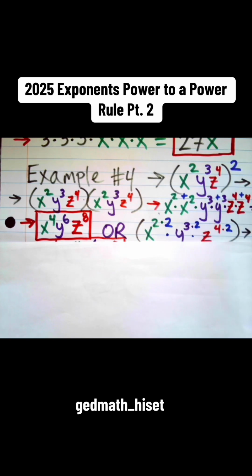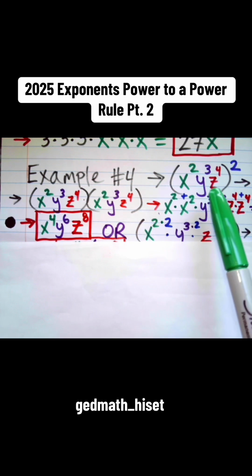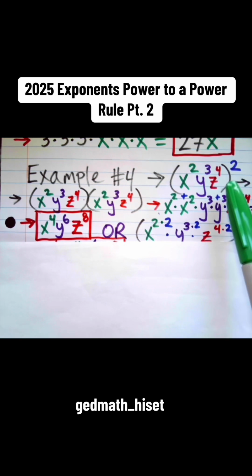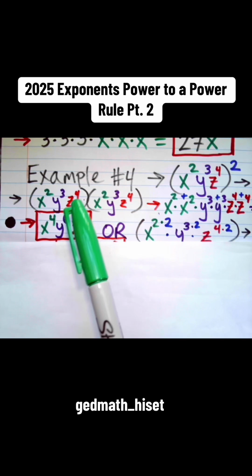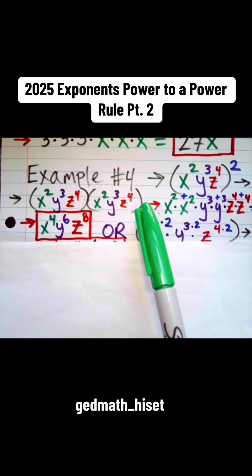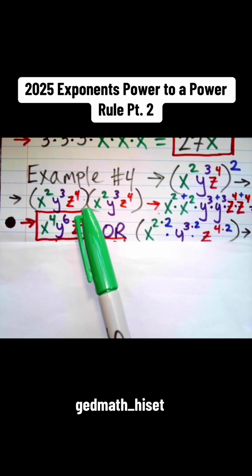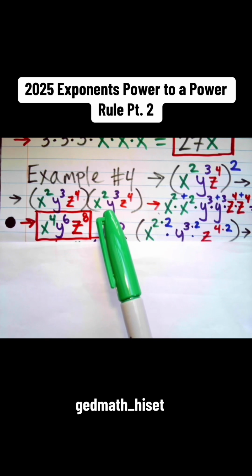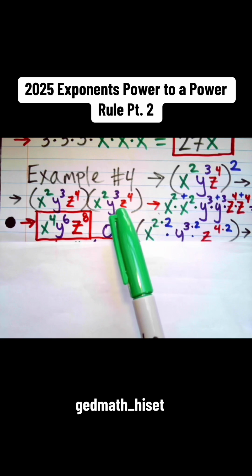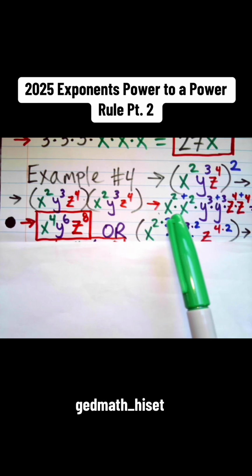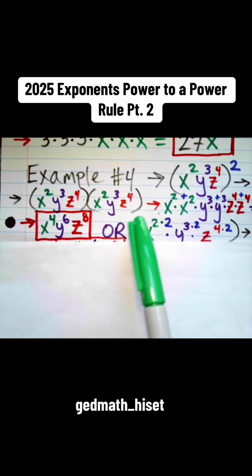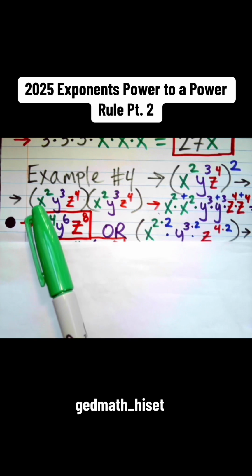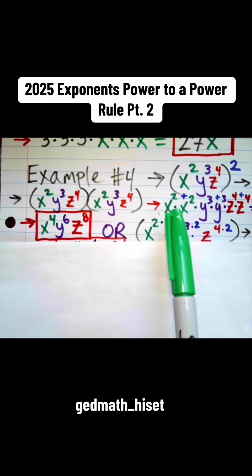All right. So what does that mean? That means this whole term inside here times itself twice. And that's what I'm showing you in this next step. x squared times y cubed times z to the fourth, parentheses, next to parentheses means multiply times x squared y to the third, z to the fourth. And I'm just going to write that out by separating the terms with a dot, which means multiplication.